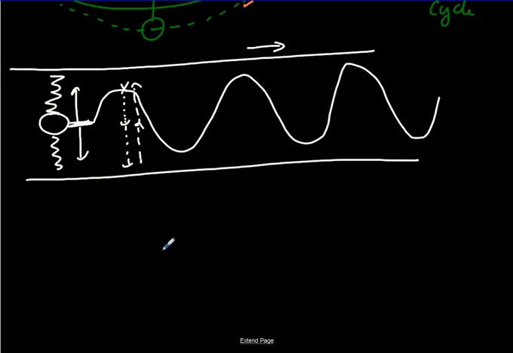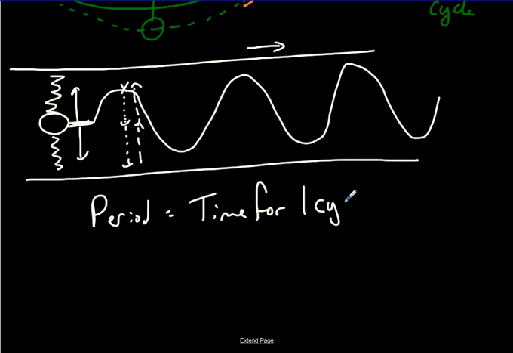So in other words, the period when we're talking about a wave is simply the time for one cycle, and one cycle is equivalent to one wavelength. So it's the time for one wavelength, one wave, to go by. Again, period is the time for one wave to go by.